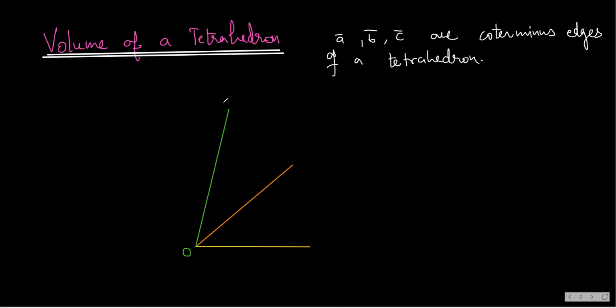This I will write as C. So I got this as OC bar, which is C bar. Then I'll write this as A. So I've got OA bar, which I write as A bar. And here I have point B, which I write as OB bar, which is B bar. So I have three coterminous vectors. Now I will complete the tetrahedron.